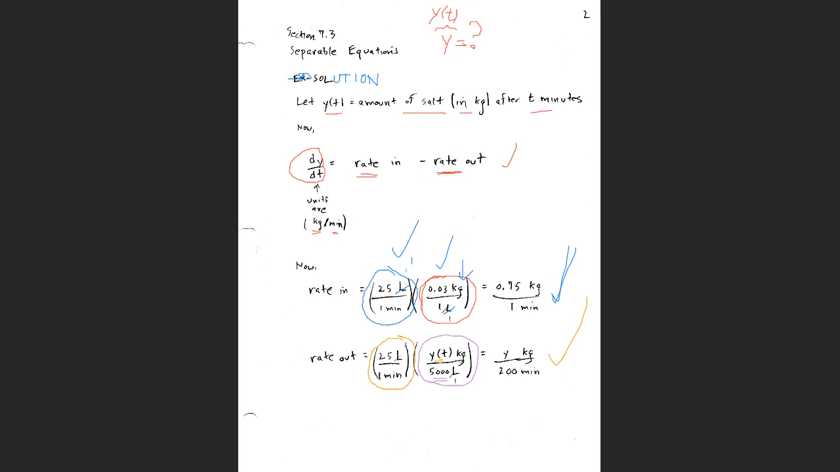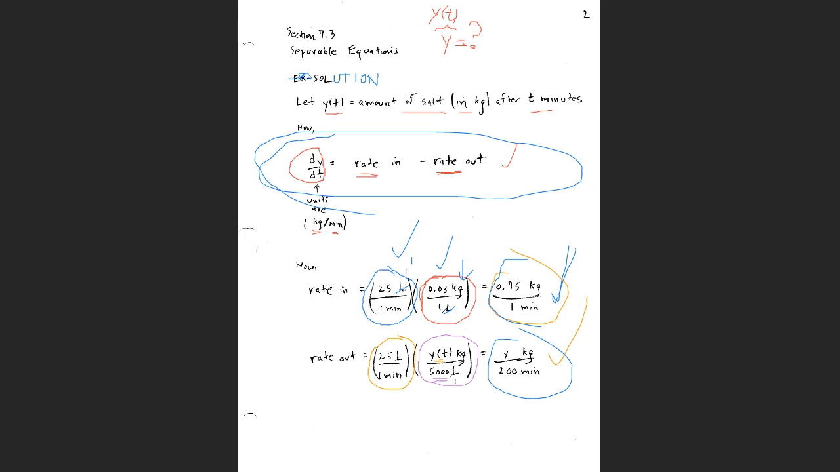Okay, well now what we're going to do is take the rate in and the rate out, and substitute them in the differential equation here. So we do that, and we end up getting this: dy/dt equals 0.75 minus y over 200.